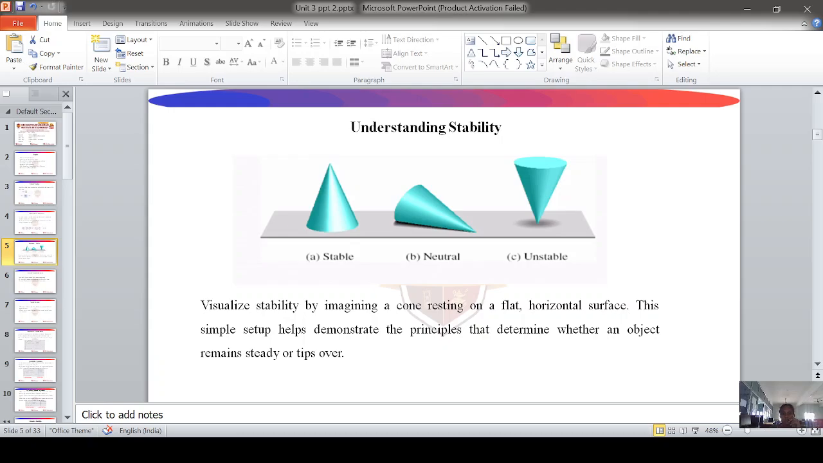Then understanding stability. So we have three concepts: stable, neutral, unstable. We can visualize stability by imagining a cone resting on a flat horizontal surface. This simple setup helps demonstrate the principle that determines whether an object remains steady or tips over.